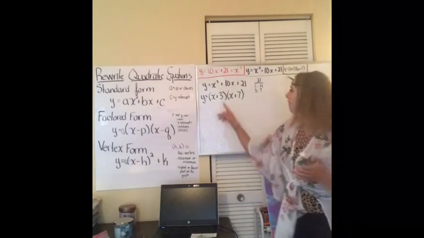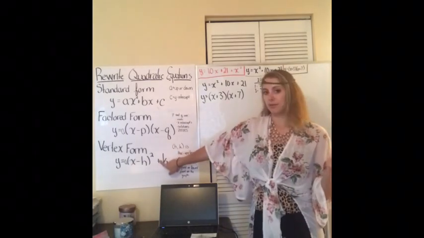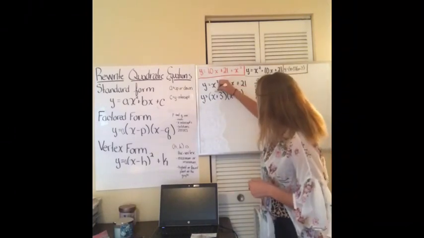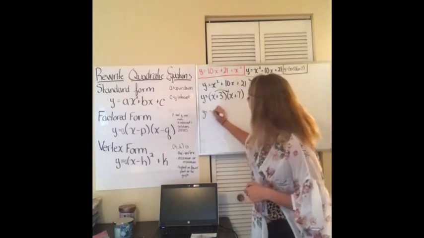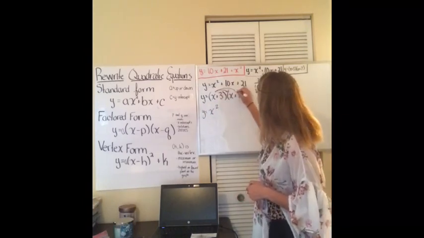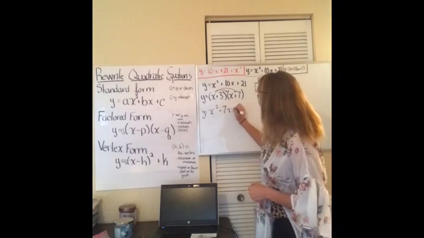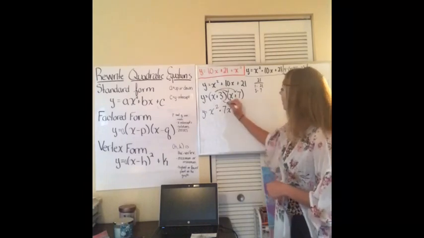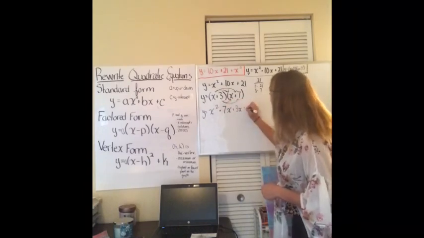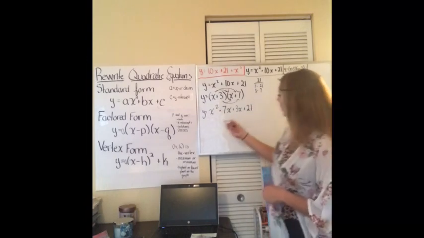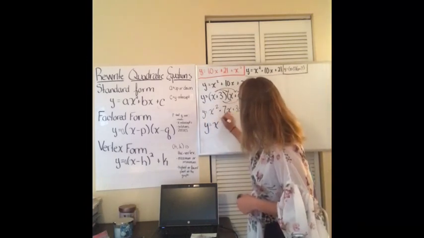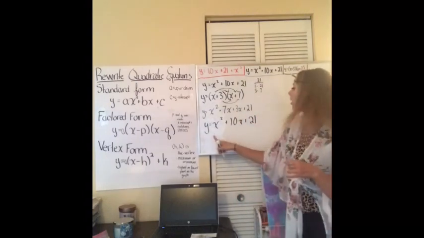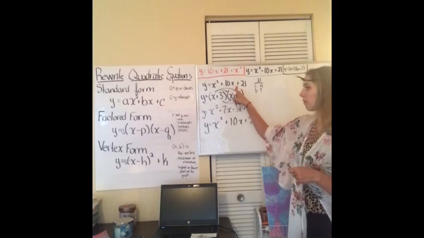Now in order to get from factored form back to standard form, you're going to FOIL out your factored form. So x times x is x squared, x times 7 is 7x, 3 times x is 3x, and 3 times 7 is 21. So we end up with y equals x squared plus 10x plus 21. Oh look, we are back at our standard form.